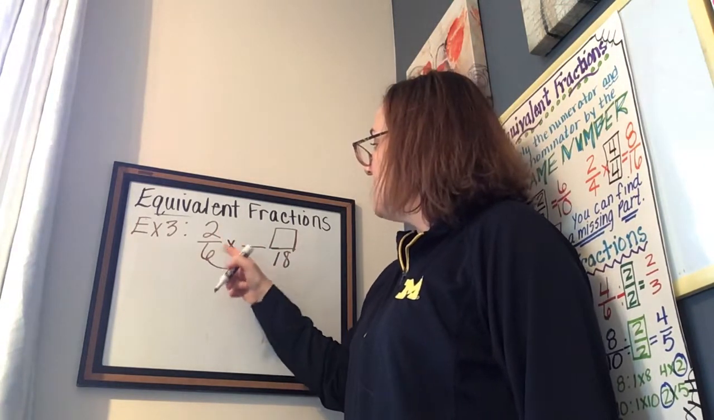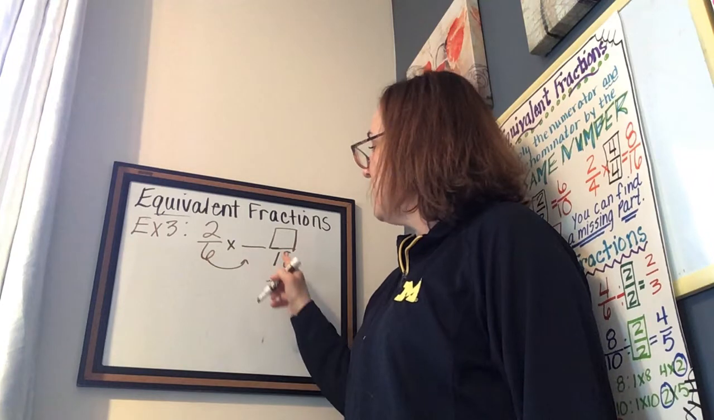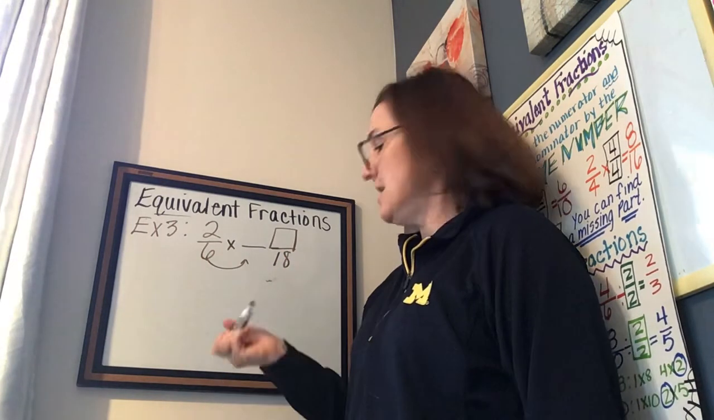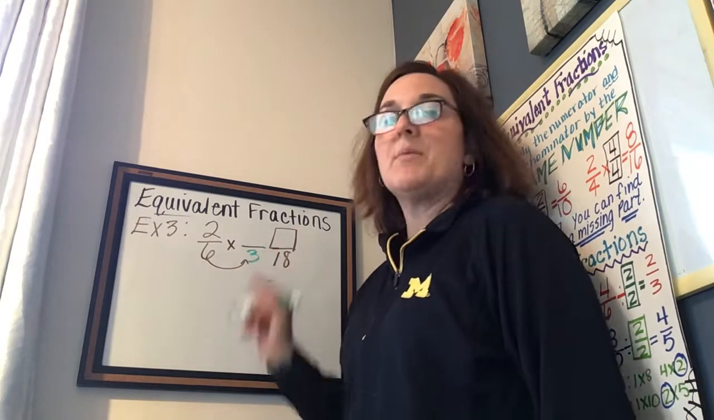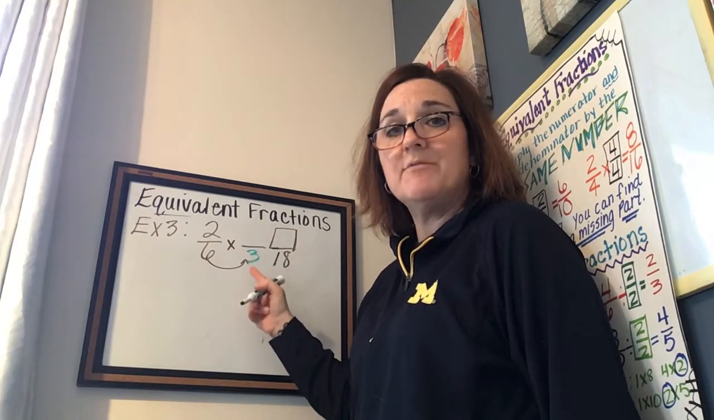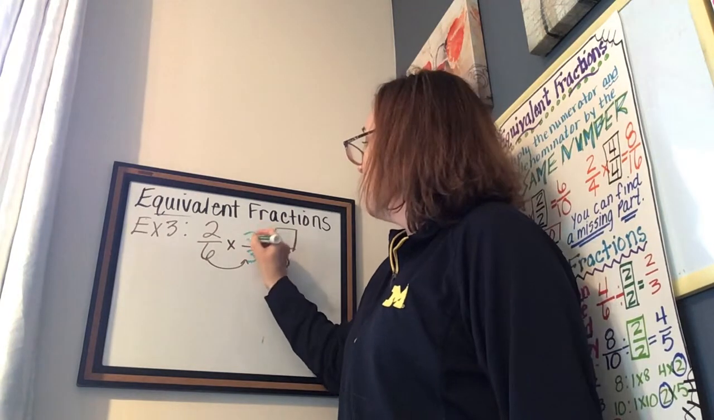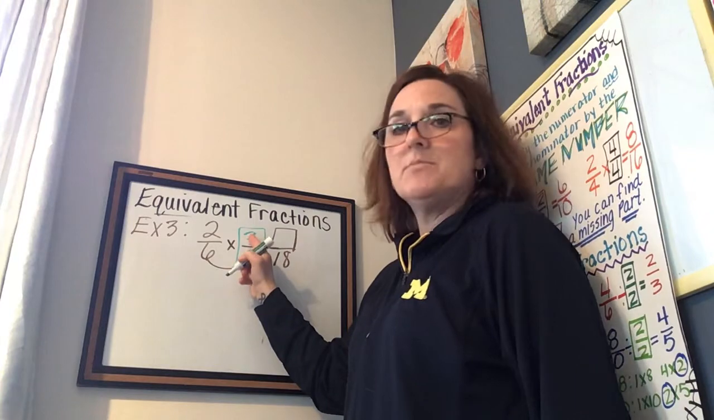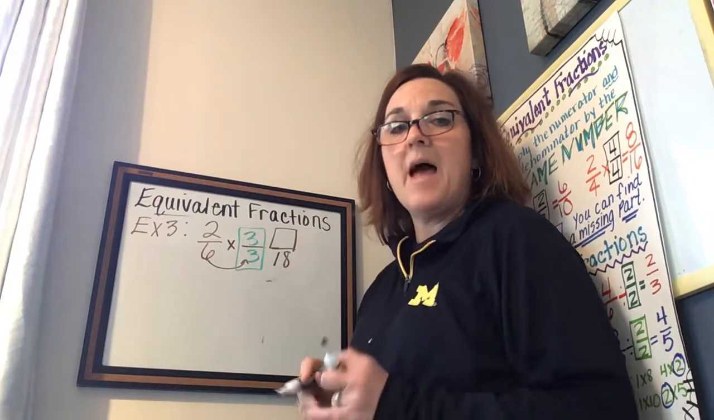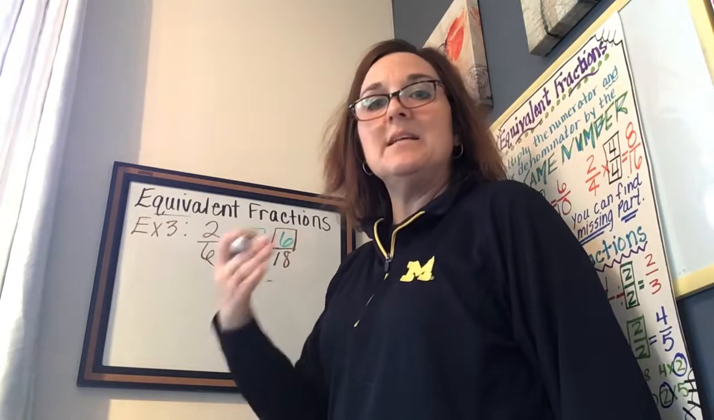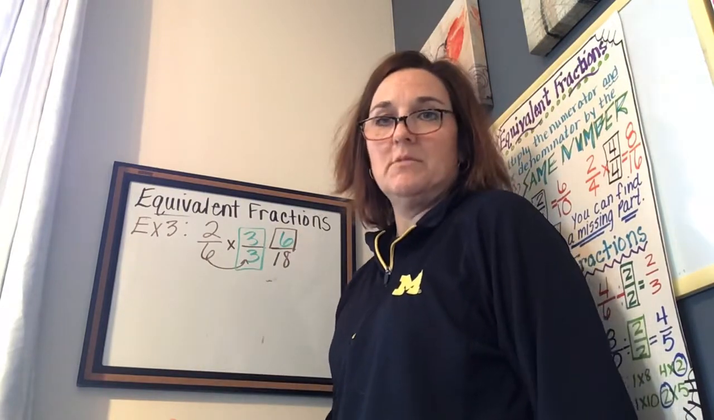So 6 times something equals 18. 6 times what equals 18? 3. So you're going to put 3 here. Remember, anything you do on the bottom, you have to do on the top, and vice versa. Those 2 things have to be the same, those 2 factors. So if we multiply 3 times 6 to get 18, we have to multiply 2 times 3. And that blank then we're going to get is 6. So that's finding the missing part, okay?